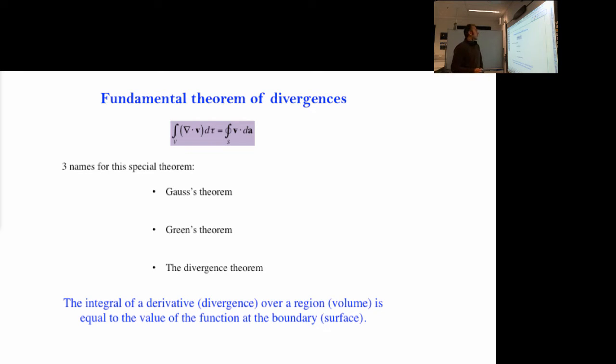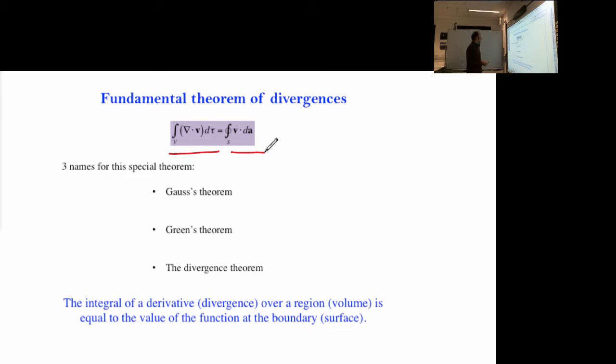Okay, so the fundamental theorem for divergences, essentially what this does is it relates the total divergence of a vector from some point to the total flux across the surface. It's also called Gauss's theorem or Green's theorem. And what we have here is the divergence of a vector v integrated over some volume, and d tau here is our infinitesimal volume element. This is equal to the dot product of our vector with the infinitesimal surface area integrated over some surface.